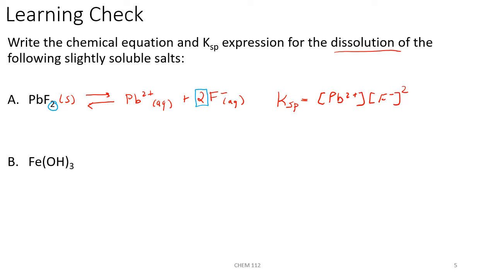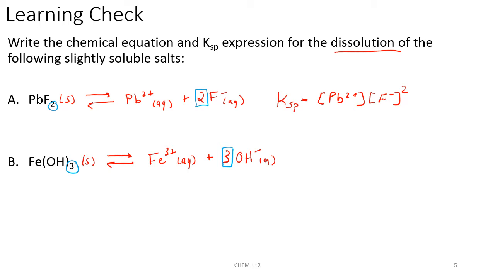Next, B, we have iron 3 hydroxide. According to our solubility rules, iron 3 hydroxide would be a solid, and so it's going to dissociate in solution a small extent, and it would break up into iron 3 ions, and we would get 3 moles of hydroxide anions. And once again, that 3 out in front of the hydroxide comes from the fact that there's a subscript of 3 after the hydroxide in the formula for the salt.